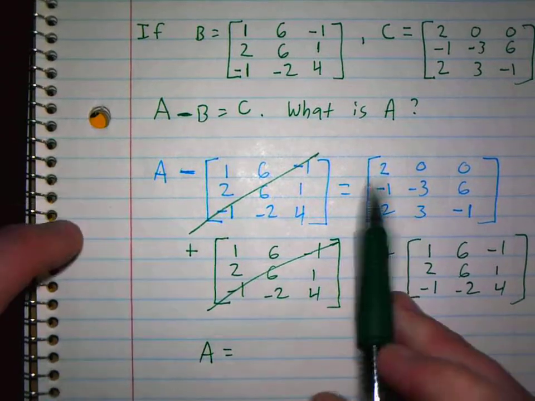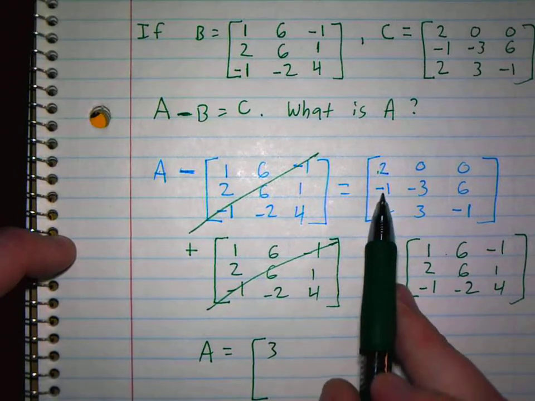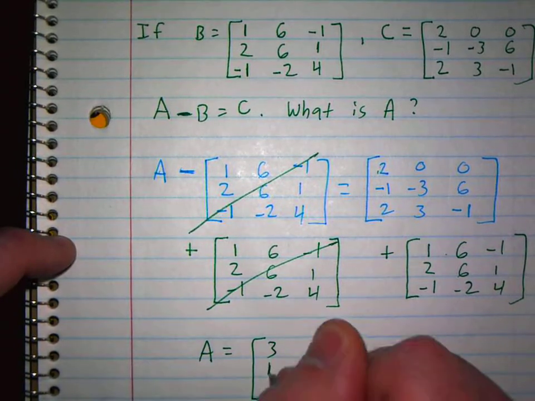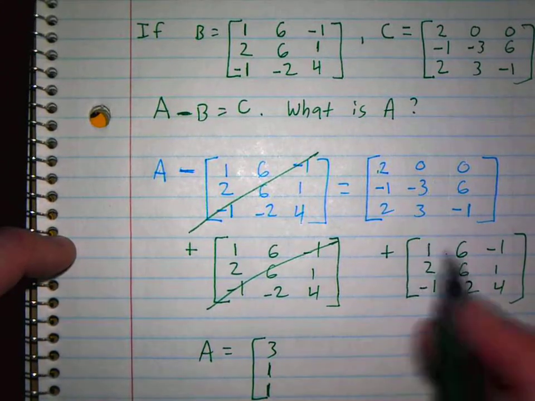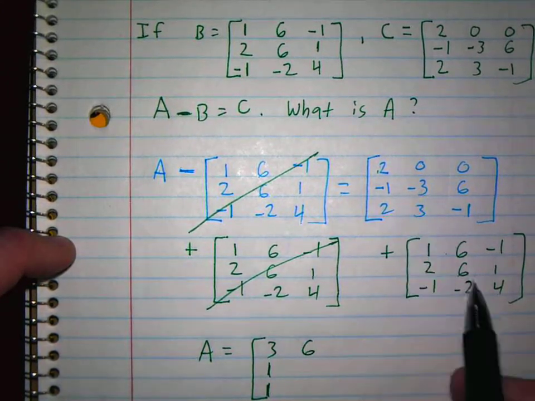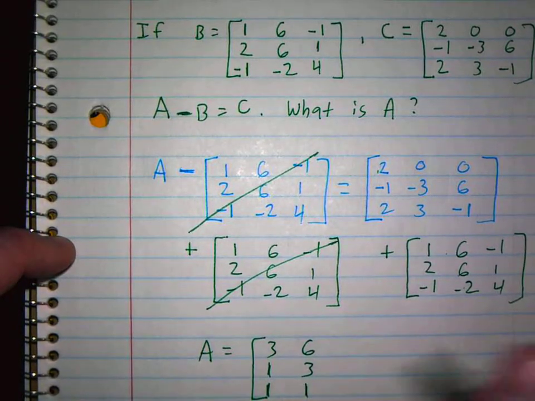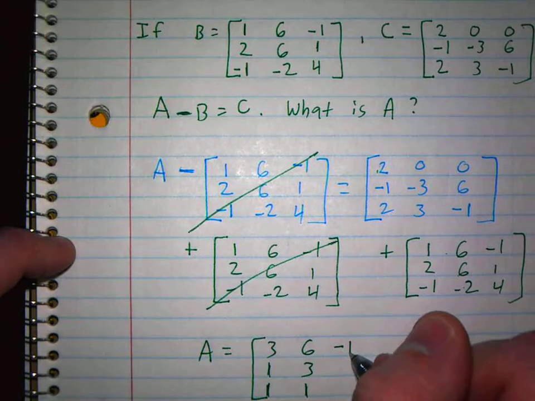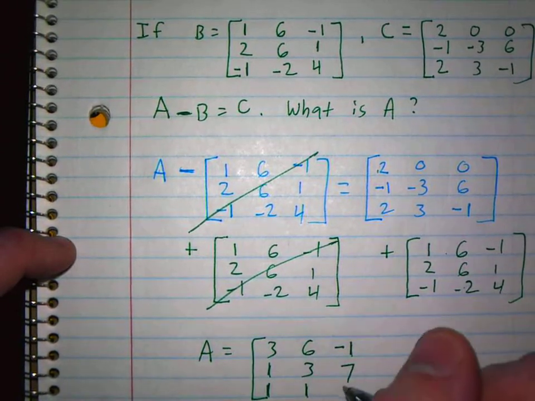equals whatever 2 plus 1 is, 3, right? Negative 1 plus 2, 1, 2 plus negative 1, 1, 0 plus 6, 6, negative 3 plus 6, 3, 3 plus negative 2, 1, 0 plus negative 1, negative 1, 6 plus 1, 7, negative 1 plus 4, 3.